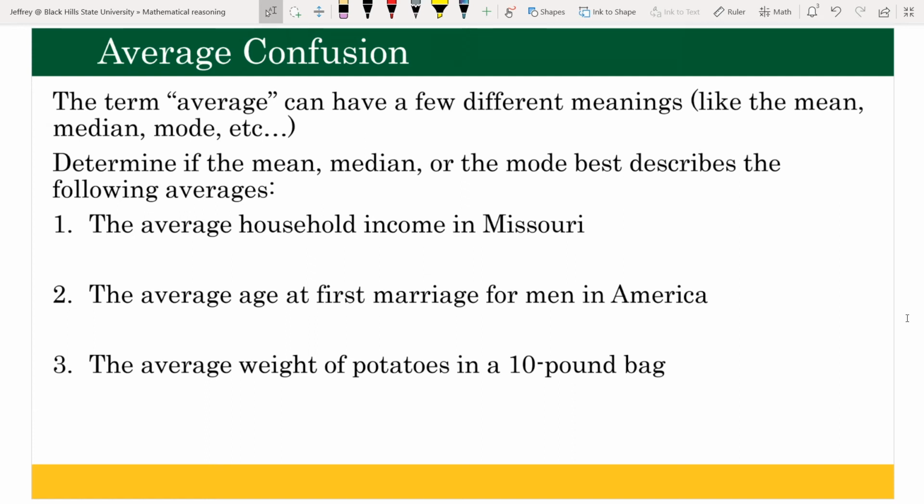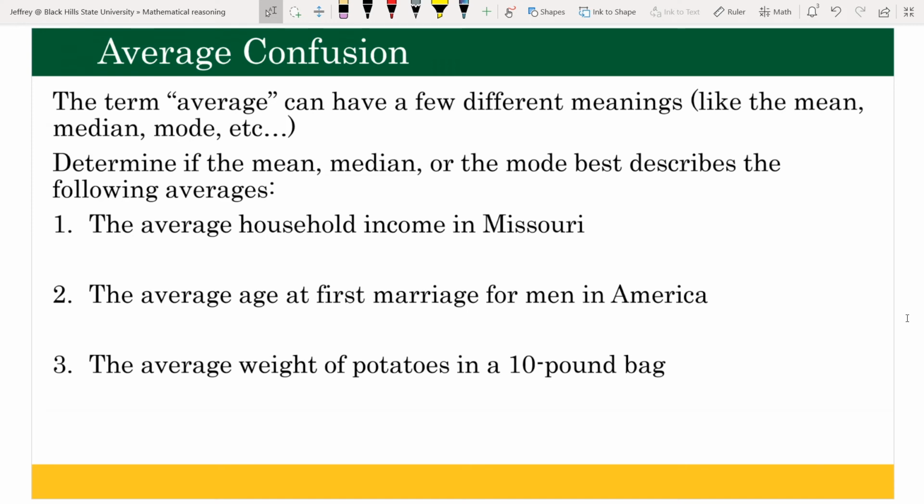Now, the way to determine this is we need to look and see, is this unimodal or bimodal or multimodal, that's for 3 or more modes. Or we also need to look at, do we have any outliers? If we have outliers, then we want to use the median. Otherwise, if we do not have outliers, or if it's more symmetric, we want to use the mean.